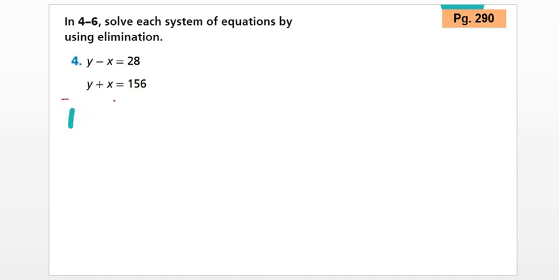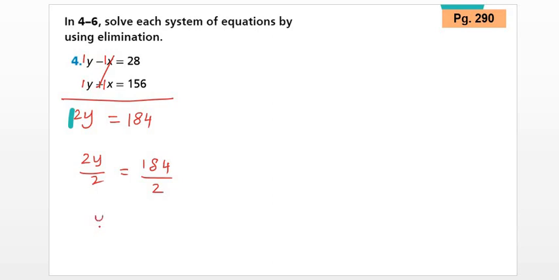So let's complete it. I'll draw a line over here. Drawing this line means we are adding or subtracting downward according to the signs. So 1y and 1y will become 2y. -1x and +1x, their answer will be 0, so we will cancel them. And here let's add them. It's 184. Now how can we get the value of y? We will divide each side by 2. So 184 divided by 2, we will get 92, right? So this is the value of y, and our step 1 is done.